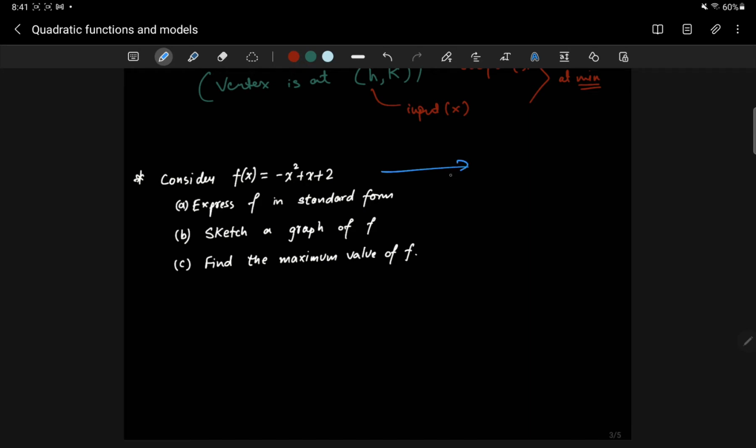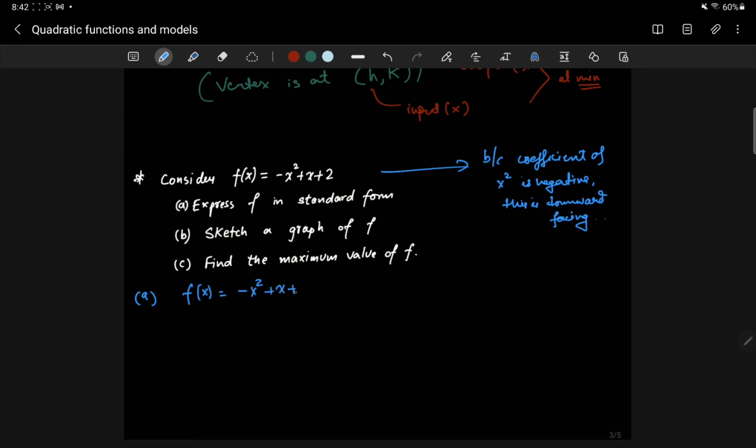Right. So we already know, because the coefficient of x squared is negative, this is downward facing. Okay, so that's already established. The first part says express it in standard form. So let's go ahead. We write f(x) is negative x squared plus x plus 2.